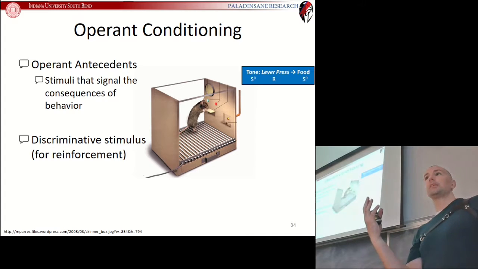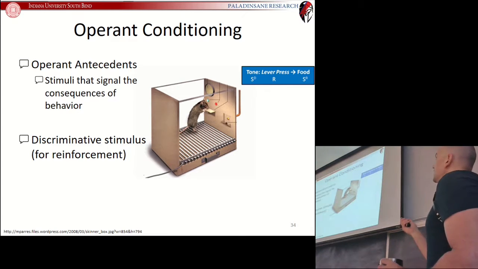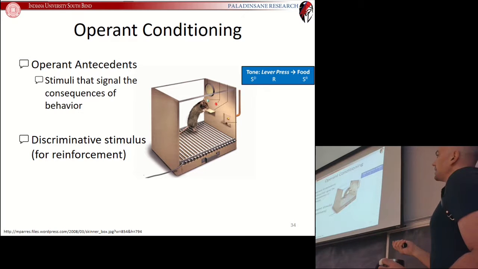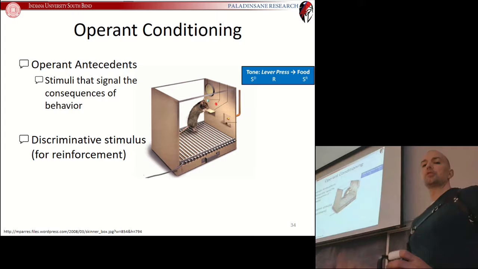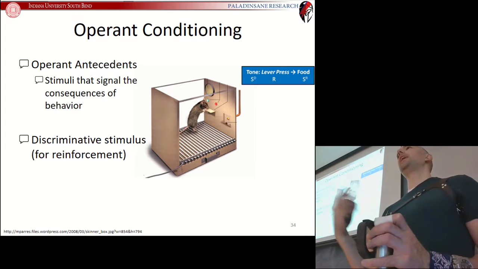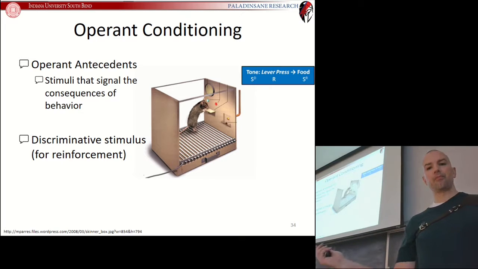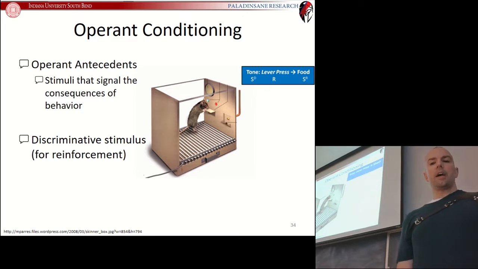Technically, a discriminative stimulus for reinforcement, but you can see that S superscript D has just been decided as a convention, where the D stands for discriminative stimulus, indicating that a reinforcement consequence is in effect for the lever press. So that S with the superscript D is the discriminative stimulus for reinforcement. And again, I highly recommend reading it out as the discriminative stimulus for reinforcement.